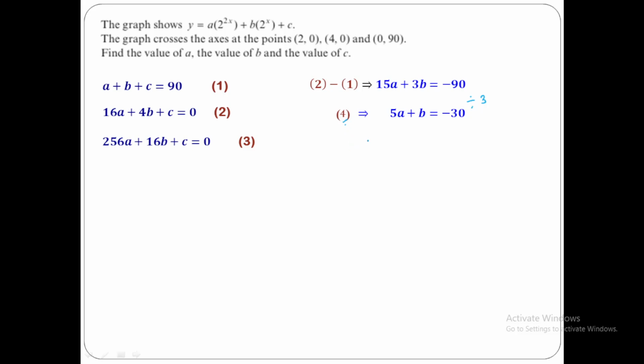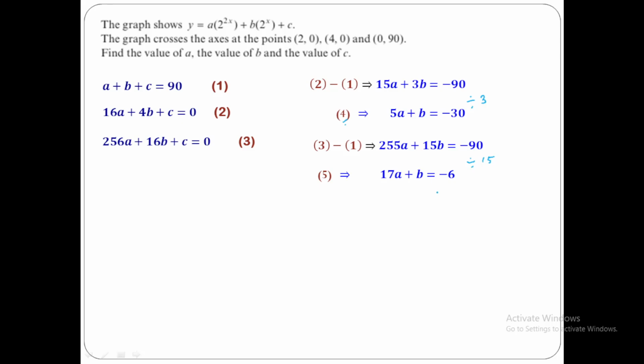Then 3 minus 1. We get 256a minus a is 255a, 16b minus b is 15b, c minus c is 0, and 0 minus 90 is minus 90. Then we divide by 15. We get 17a plus b equal to minus 6. This is equation 5.